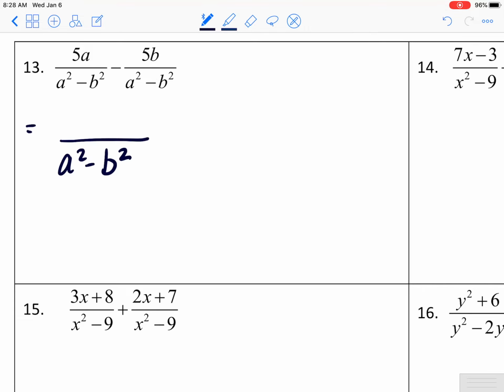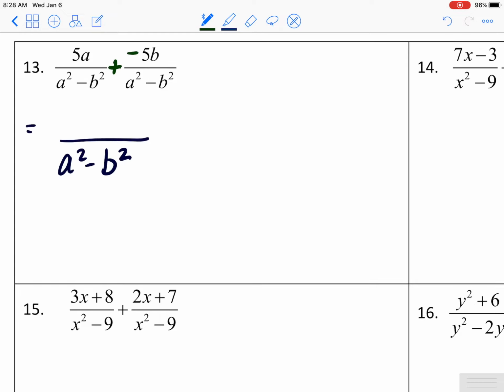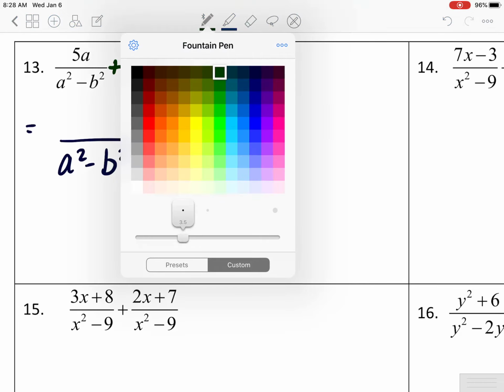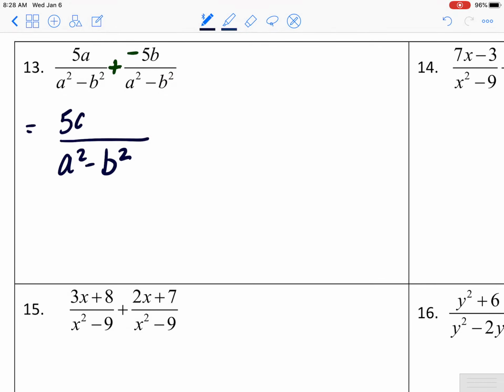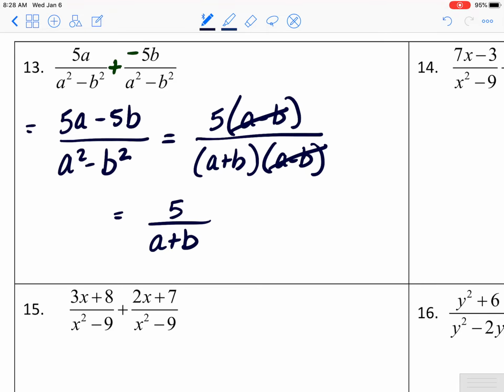Okay, so I'm going to change my subtraction to addition. So I have 5a minus 5b. So factor out that 5, which gets you a minus b. Difference of two squares down here. So this top and that bottom. There's my final answer.